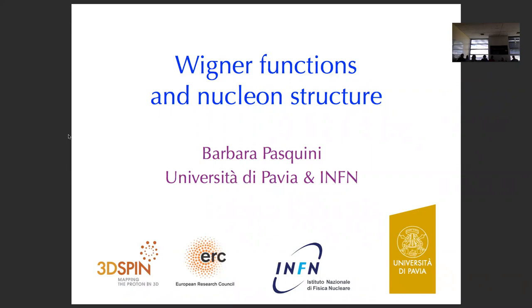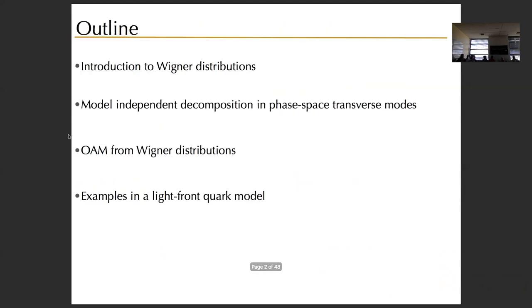So I will review some concepts related to the Wigner function, and in particular, I will start with a general introduction, then I will review a little bit the concept that has been introduced already by Mark this morning. And then I will introduce a convenient representation of this Wigner distribution in terms of a multipole decomposition, which allows us to introduce some phase space transverse modes. And then I will discuss the relation between orbital angular momentum and Wigner distribution, and I will show some examples in electron scattering.